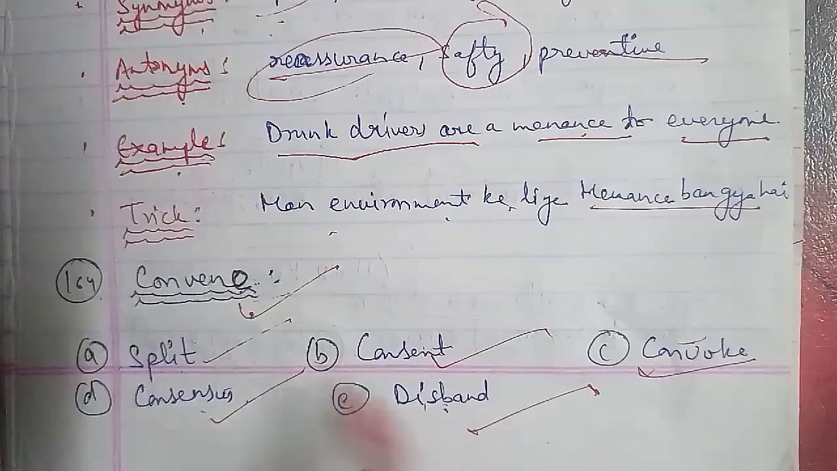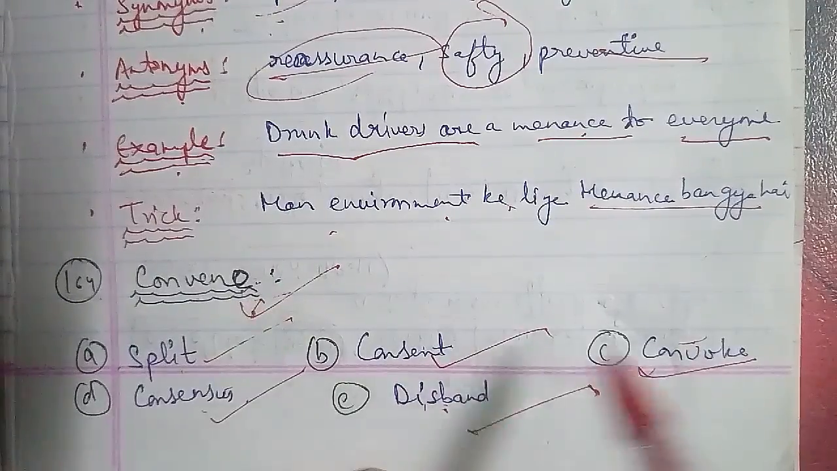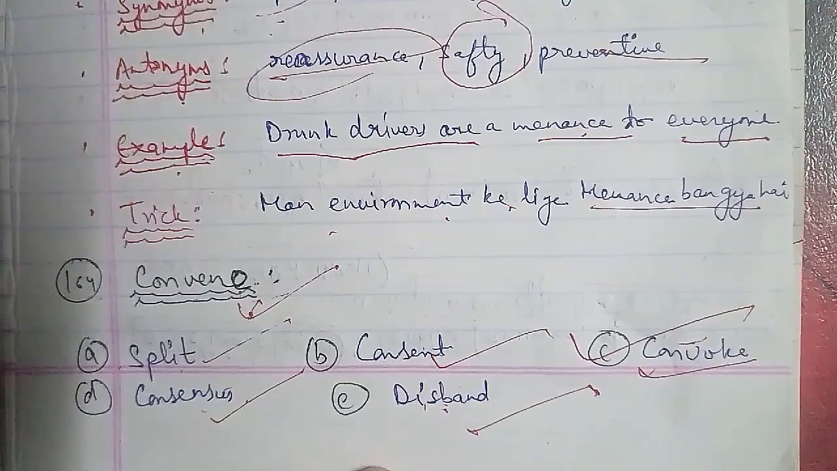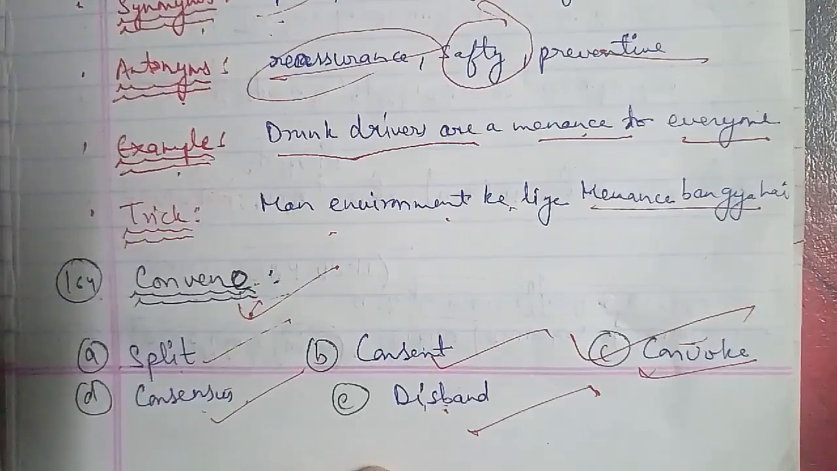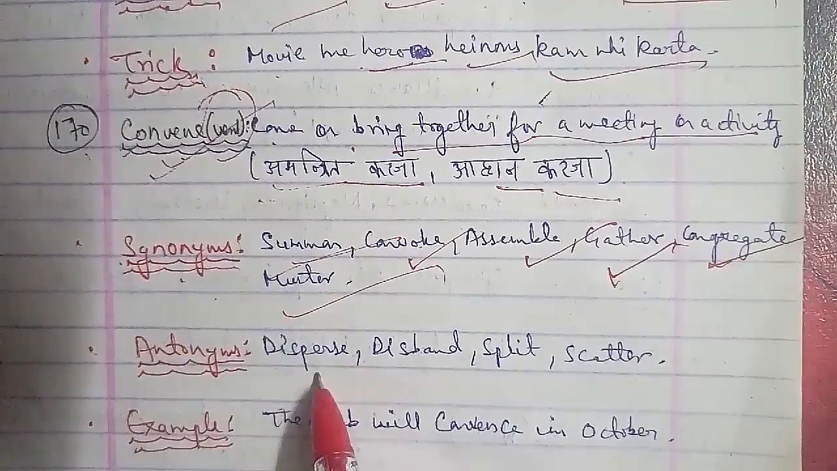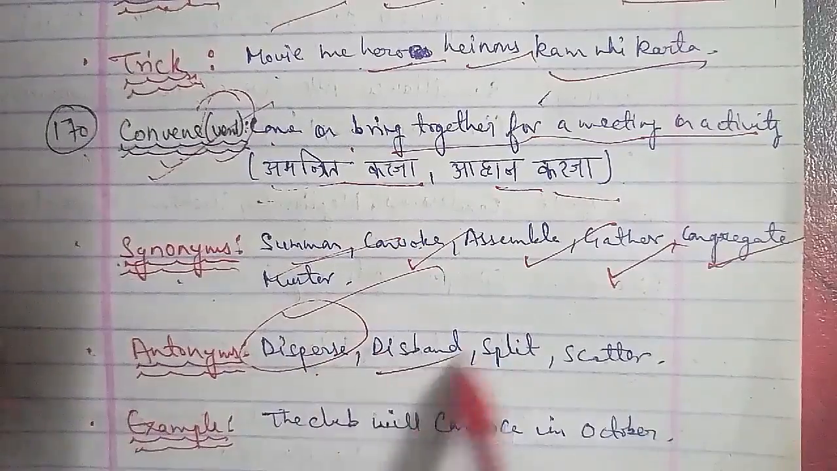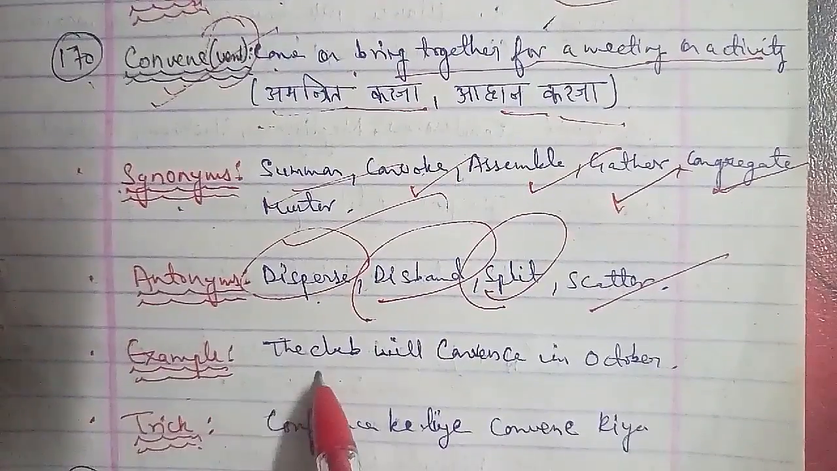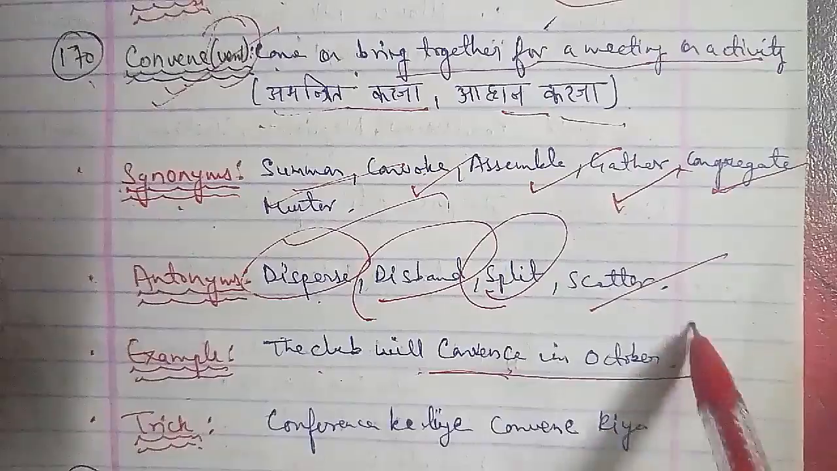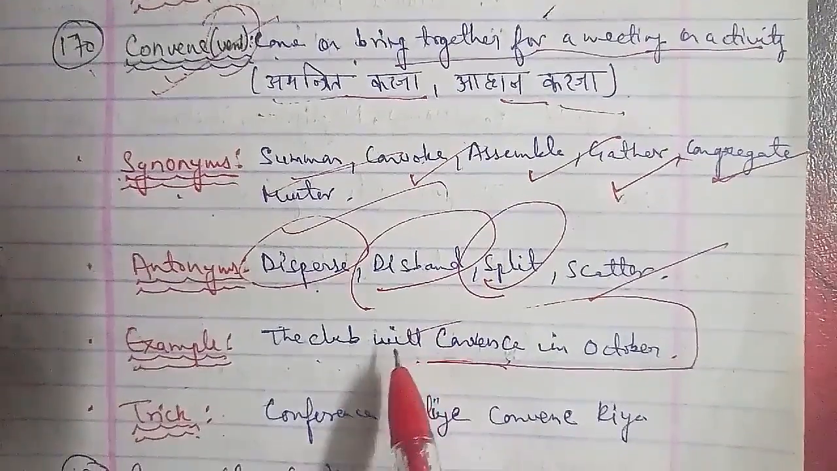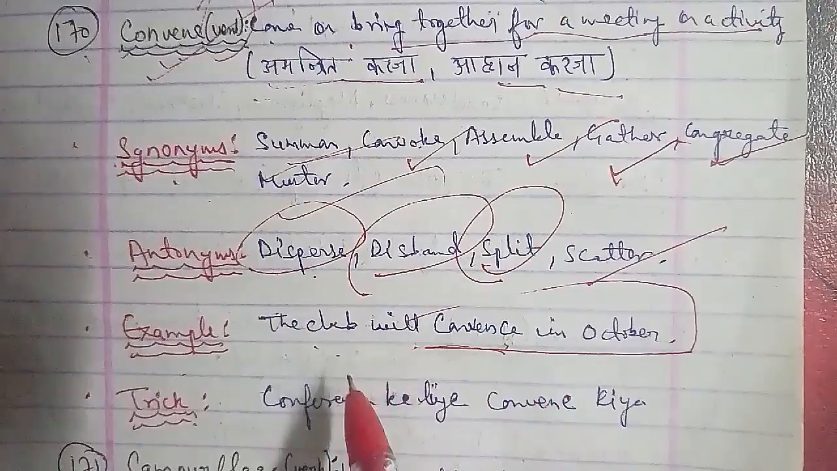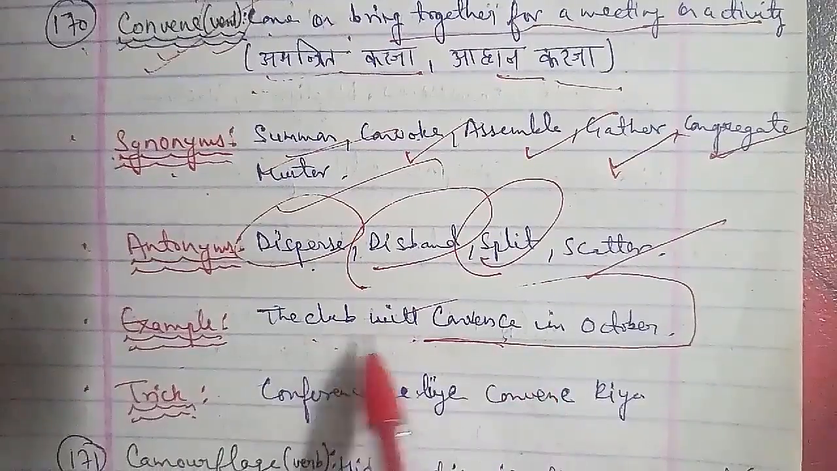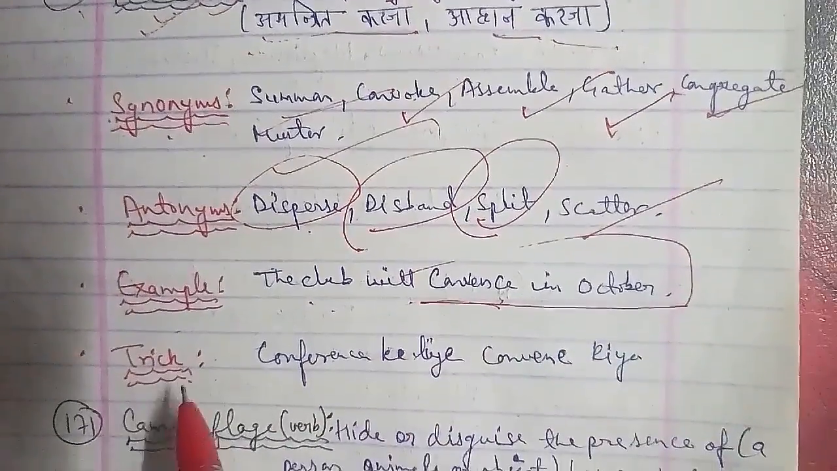Next, the word we have is the 171st word, that is camouflage. Camouflage is a word that is used as a verb, and the meaning of camouflage is to hide or disguise the presence of a person or an animal or object by means of camouflage. In Hindi, camouflage is chhalavaran lagana. Now moving on with the synonyms of camouflage that we have here: disguise, conceal, mask, veil, cloak, shroud, obscure. These were the synonyms of camouflage.